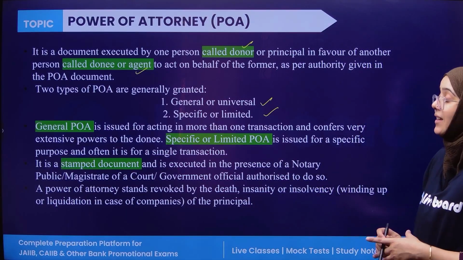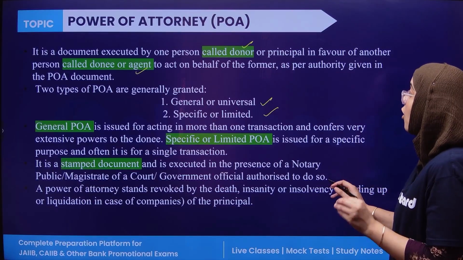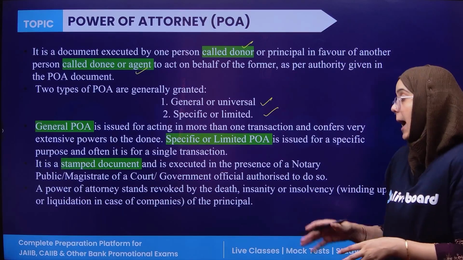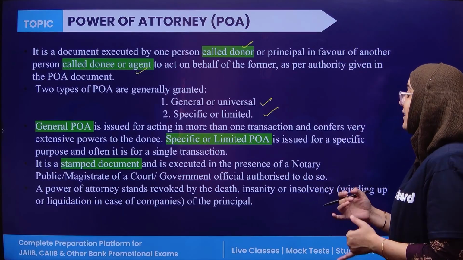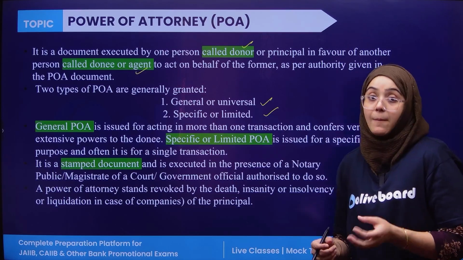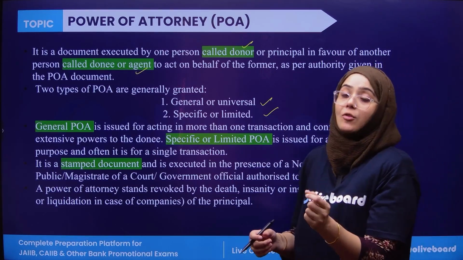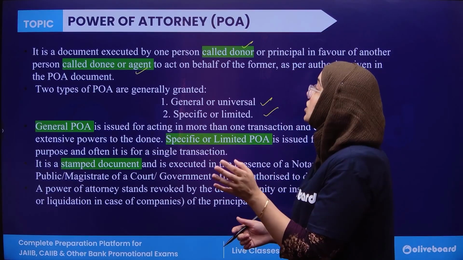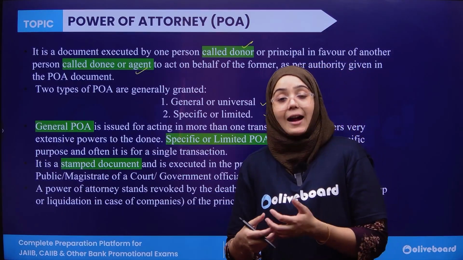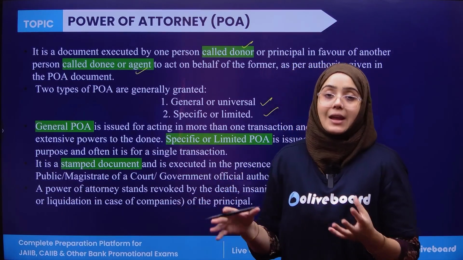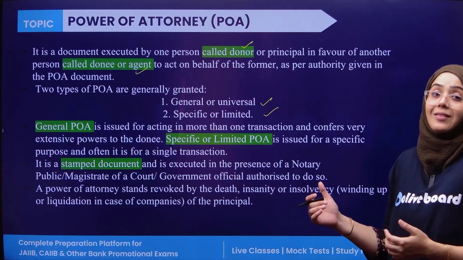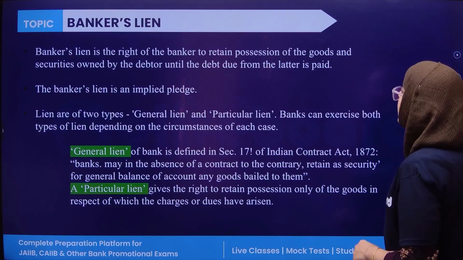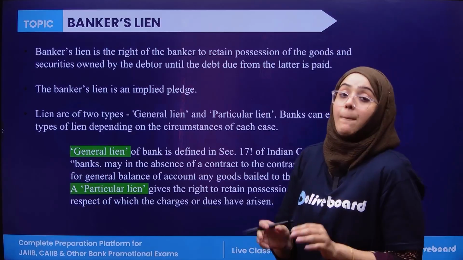Power of attorney is a stamped document and executed in front of the public magistrate or government official who is authorized to do so. Power of attorney stands revoked if there is death or insanity of the principal. Principal is the person who is actually giving the power of attorney, meaning a person who is authorizing is called the principal, or donor. A person who is acting on behalf is known as the donee or the agent. The relationship here is of agent and principal. Clear? Okay, now next, if we talk about the rights, banker's lien.